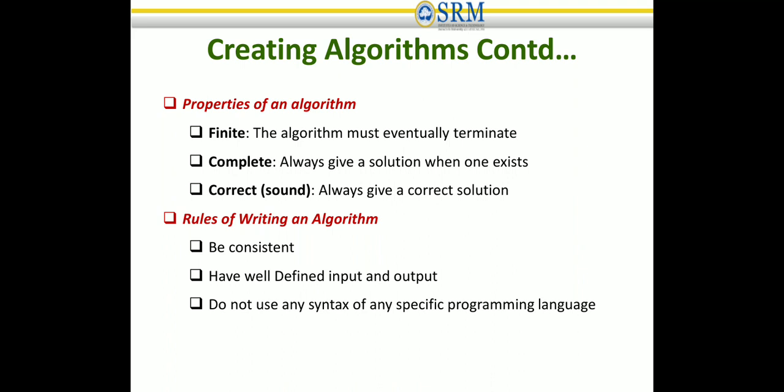Have well-defined input and output. See, you have crafted a well-defined algorithm. If you are not giving the right input, there is a mismatch between giving a wrong input to a right algorithm or a right input to a wrong algorithm. There will be hiccups and mismatches. So while drafting the algorithm, you should decide what input you are going to give to it, and you should not design an algorithm with respect to a specific programming language.